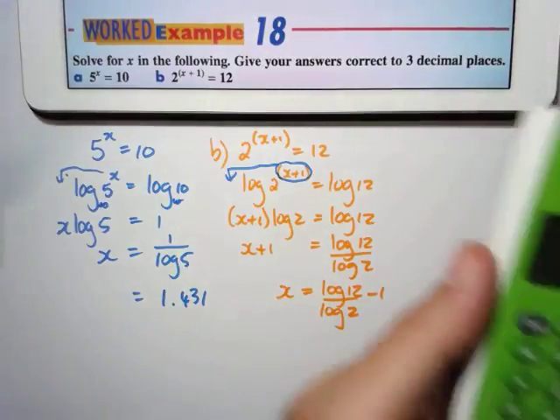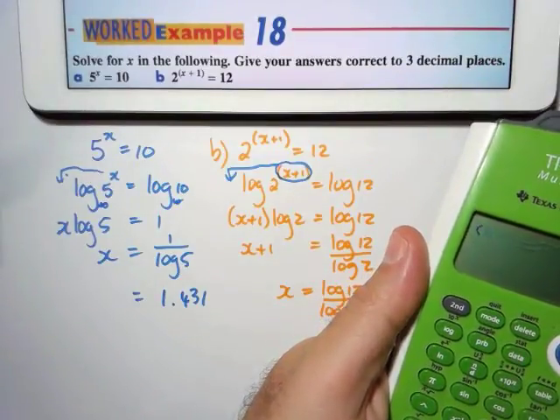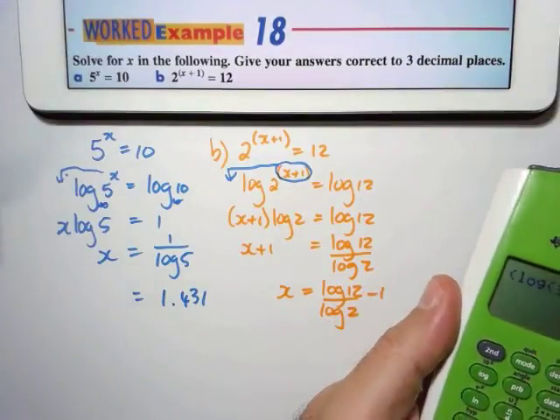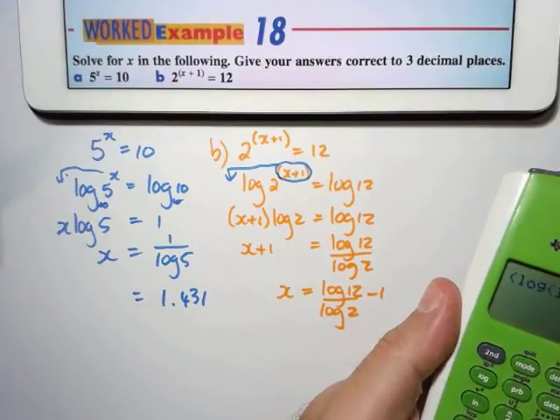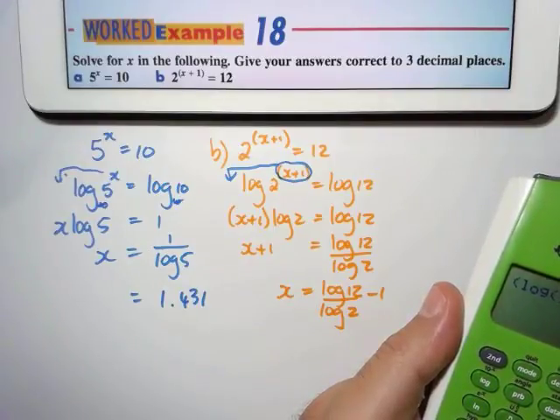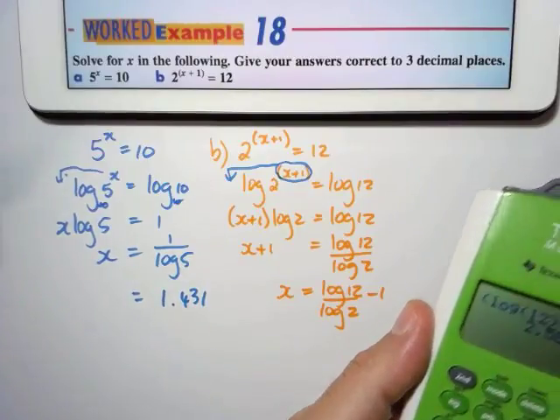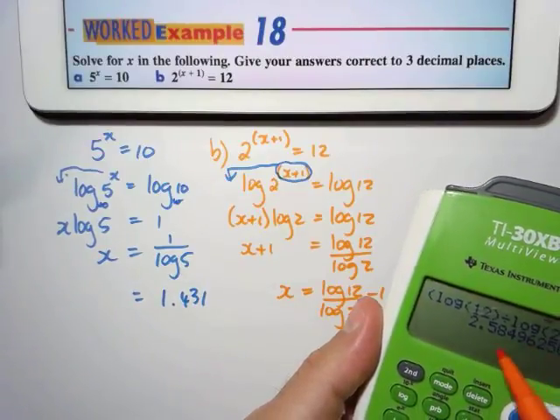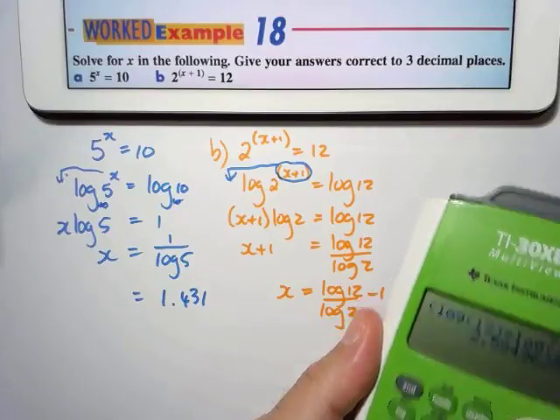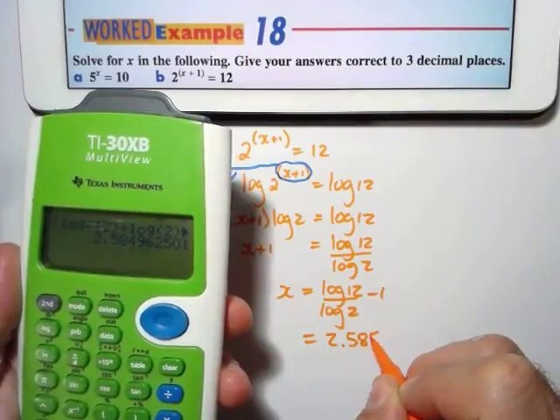Now, I'm going to say, open bracket, log 12, close bracket, divide by log 2, close bracket, take 1. Answer is 2.58, 3 decimal places, so we look at the fourth value. That one will make this a 5, so it will be 2.585.